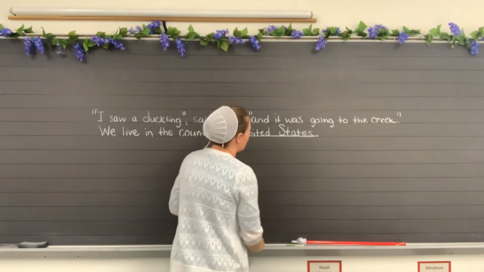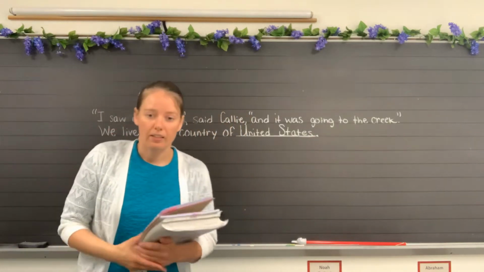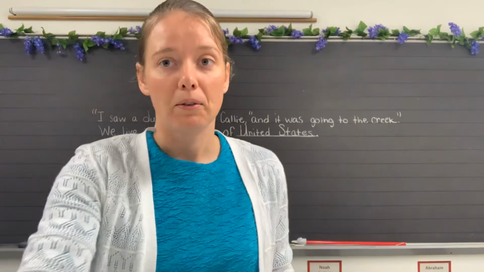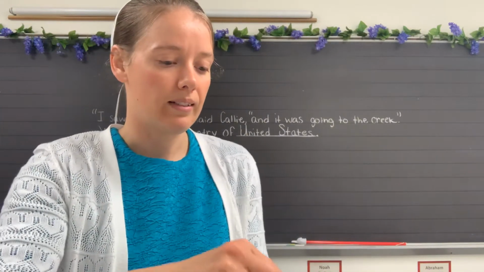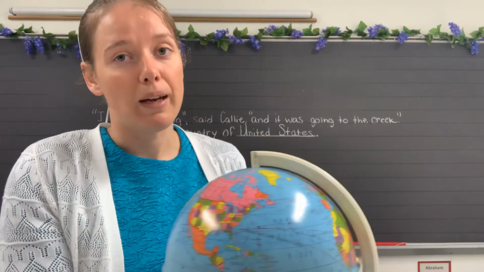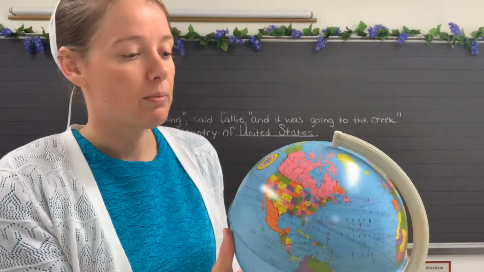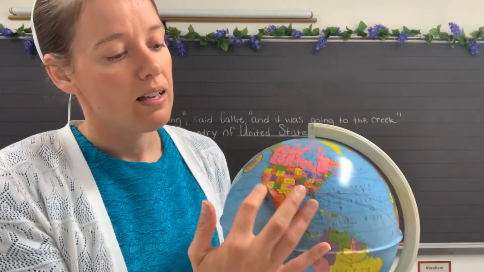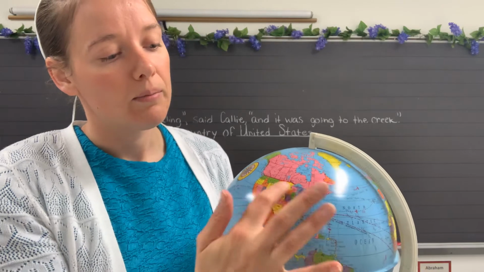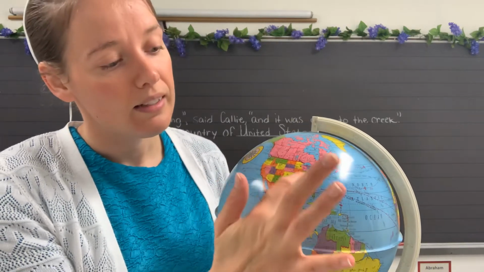And a period at the end. So United States is our country. I'll show you here on the globe a little bit where United States is. And you might remember from history class, we talked about this. So United States is all these colored states right here. This is the United States.